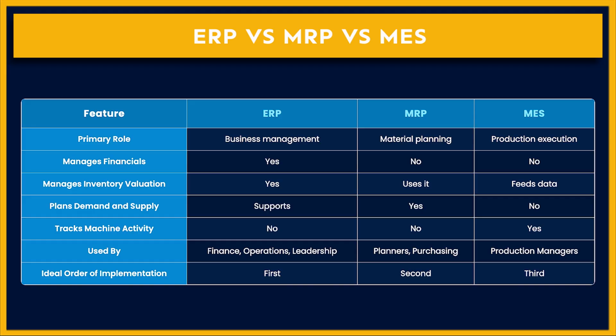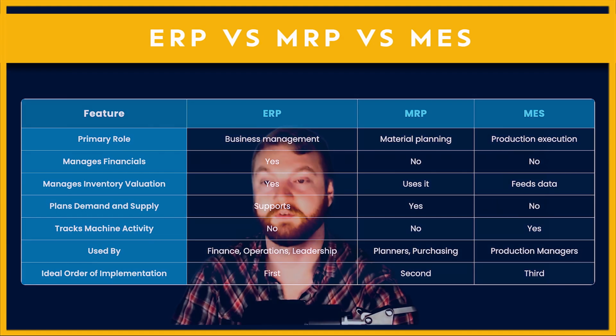MES executes the production. It does not touch financials. It just feeds inventory data back up and tracks the machine activity. This is usually used by production managers. This should be implemented third. The last column in the image that will be overlaid is the ideal order of implementation. This is where most manufacturers get this step wrong. So let's talk about the order.